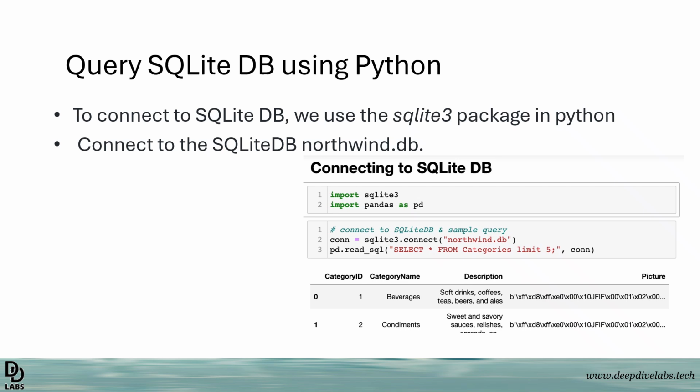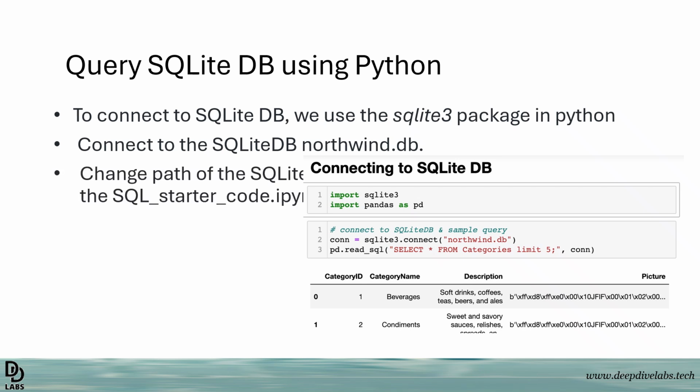So you connect using sqlite3.connect and give the database name. Here we are assuming Northwind DB is in the same folder as your Jupyter Notebook. In case you are storing it in a different folder, just make sure you change the path of the SQLite DB. Right. So now you have all things set. You can start querying away.